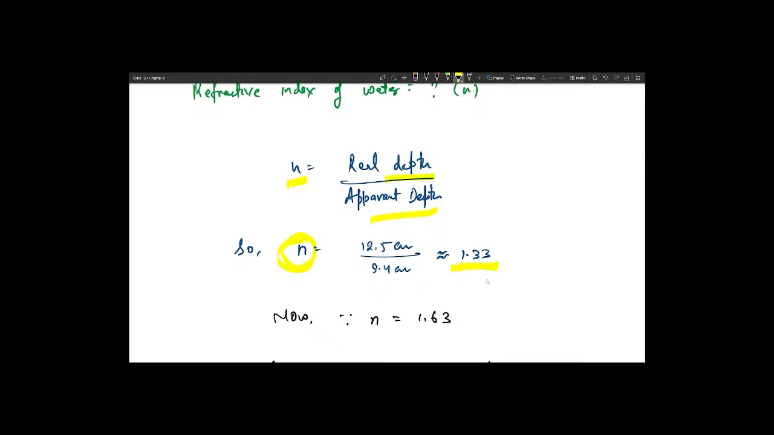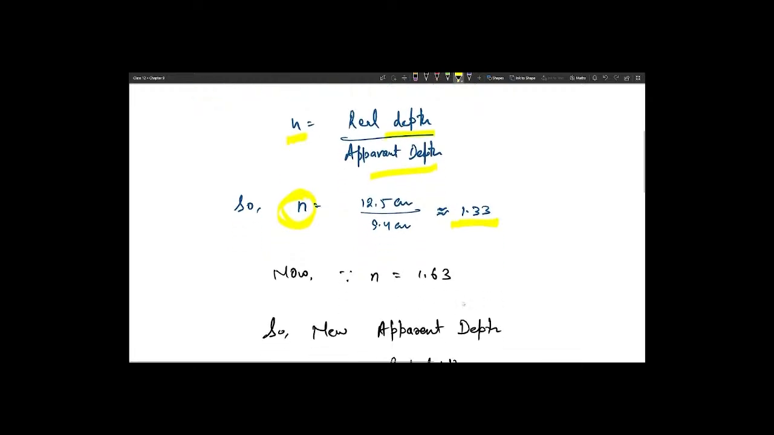Now the question says that when the water is replaced with a fluid of refractive index 1.63, what would be the apparent depth? It is not asking directly what the apparent depth is, it is asking by what distance the microscope will move so that it can focus again. So in a nutshell, it is asking what the new apparent depth is.